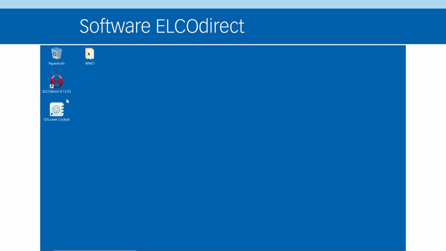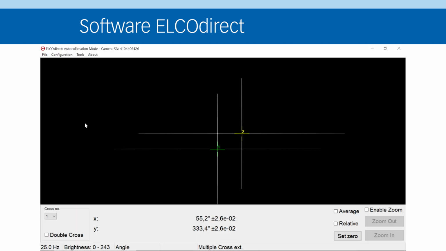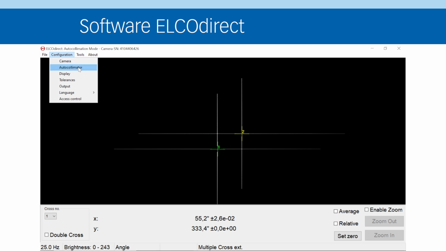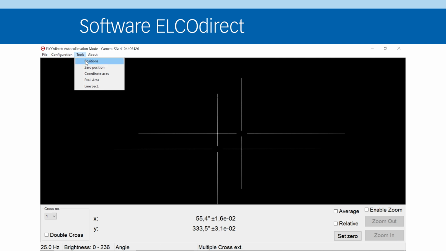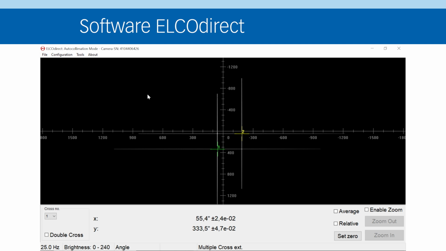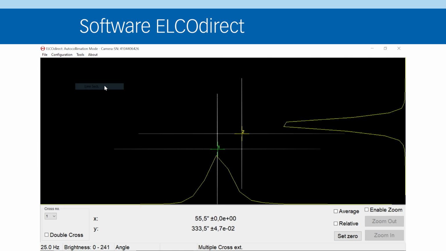Further options of ElcoDirect software. In addition to the configuration of the camera and the autocollimator, various measurement scenarios can be selected. The display can be switched between polar coordinates and Cartesian coordinates, both when measuring individual angles and, for example, when measuring wedge angles. The display can also be limited to individual axes. Degrees, angular minutes, angular seconds, mrad, or lines can be selected as the angle unit. Not only the automatic cross detection or the zero point including the measuring scale of the autocollimator can be displayed, but also indicators for the measuring accuracy of the optical signal.